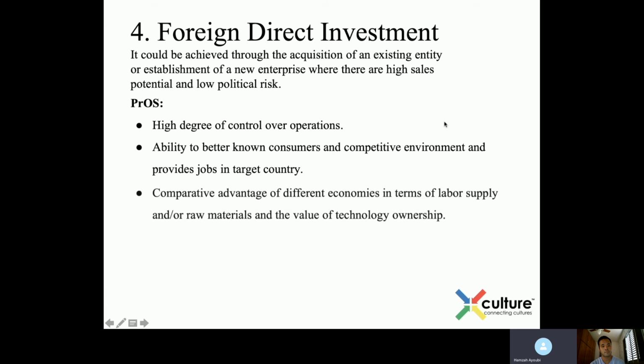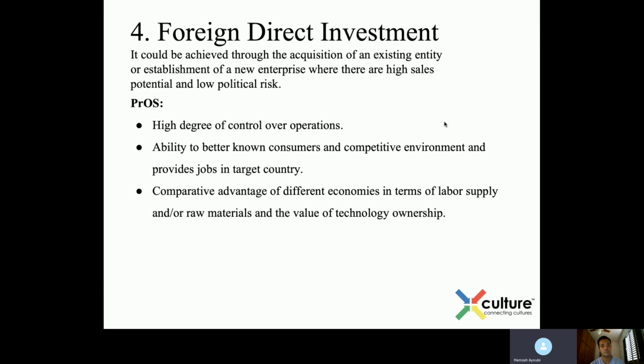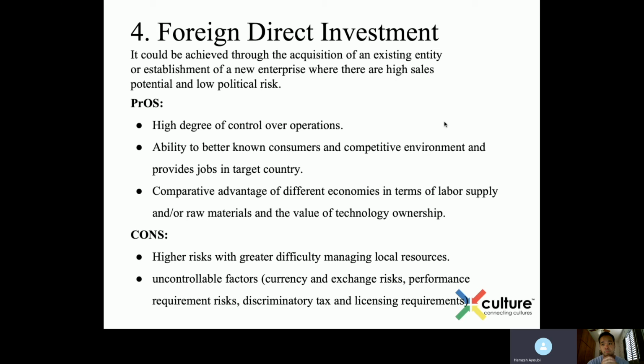Our pros also include comparative advantage of different economies in terms of labor supply and or raw materials and the value of technology ownership. The cons are higher risks with greater difficulty managing local resources, uncontrollable factors like currency and exchange risks, performance requirement risks, inventory risks, and licensing requirements.